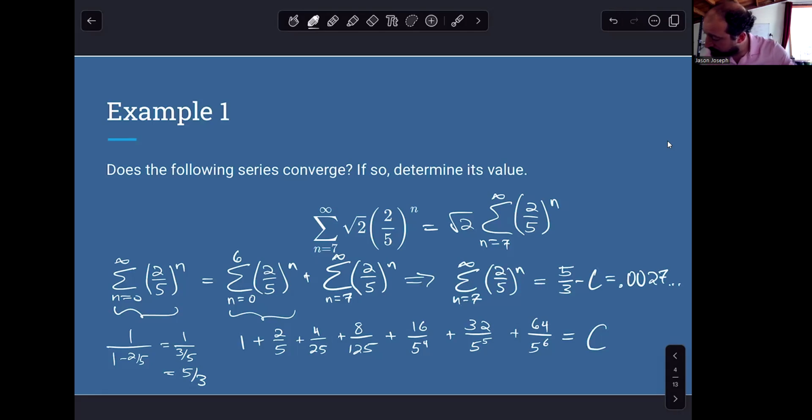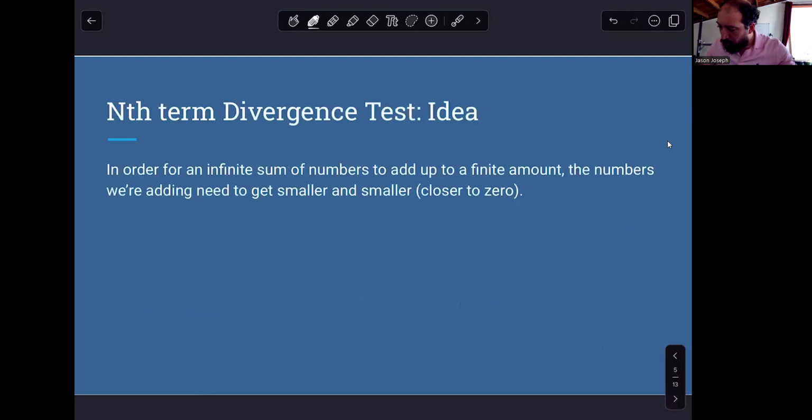And then that means the final answer is root 2 times that number, which is roughly 0.0039. Okay, so that hopefully illustrates how some of those properties can be useful in practice. And let's move on to the nth term divergence test.